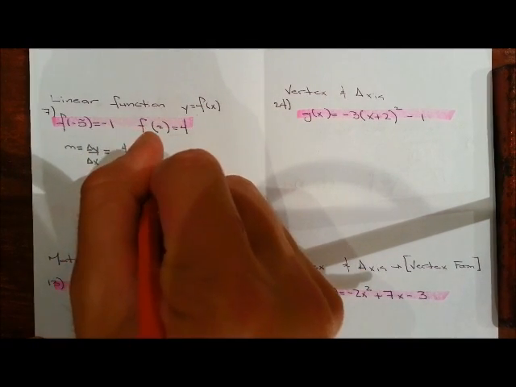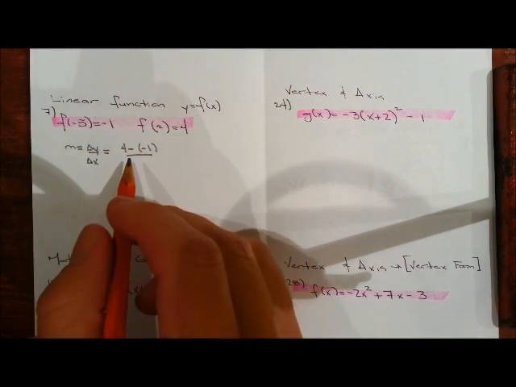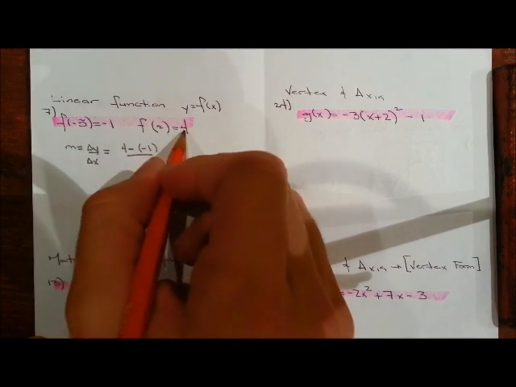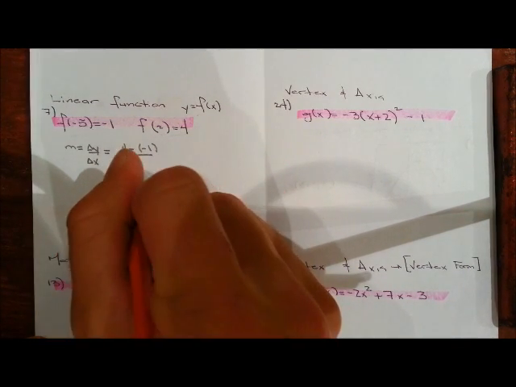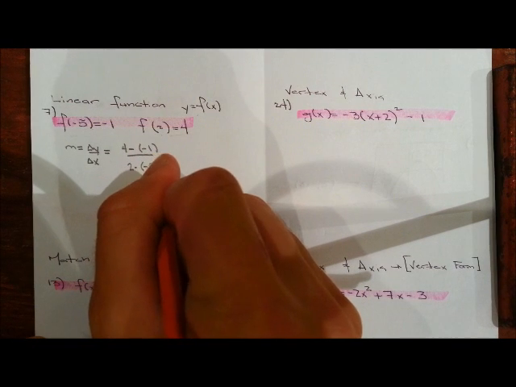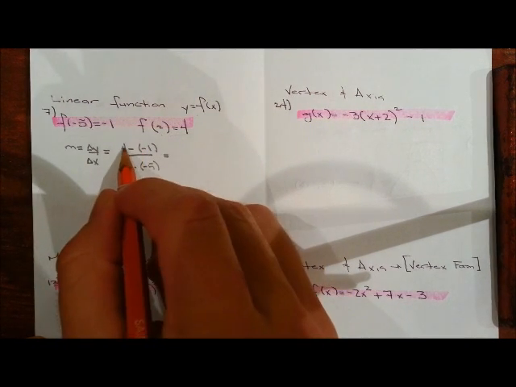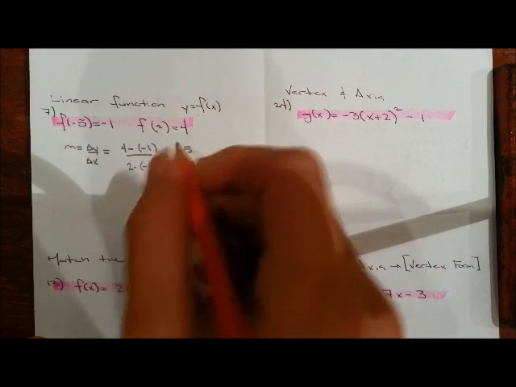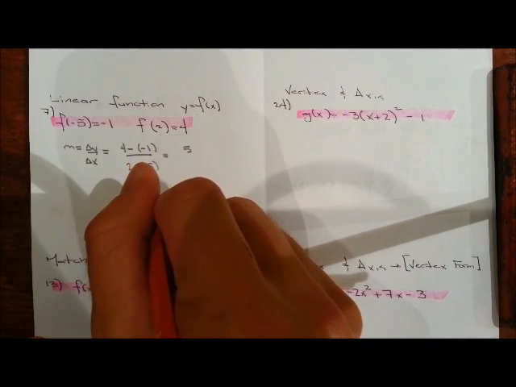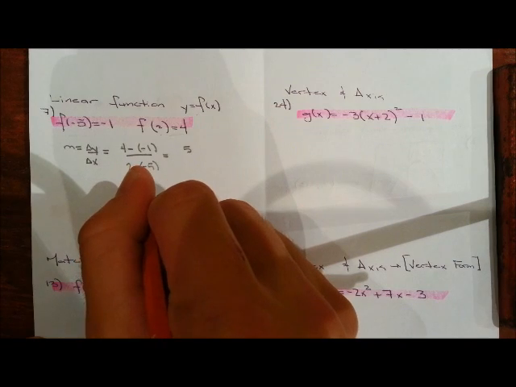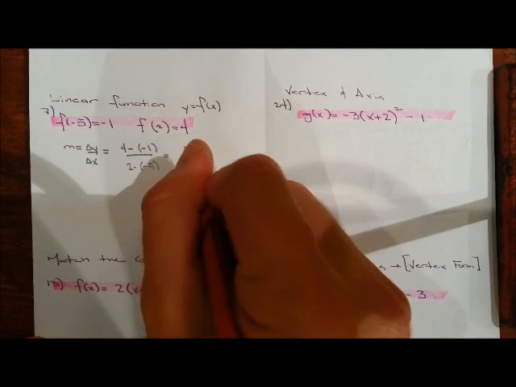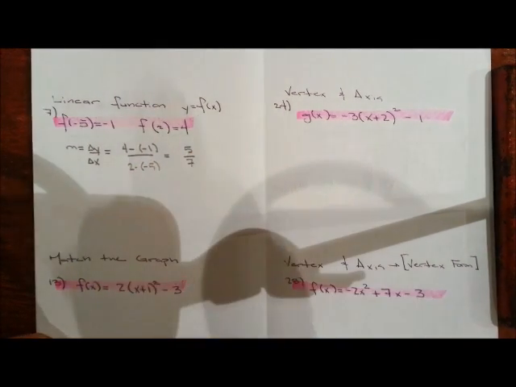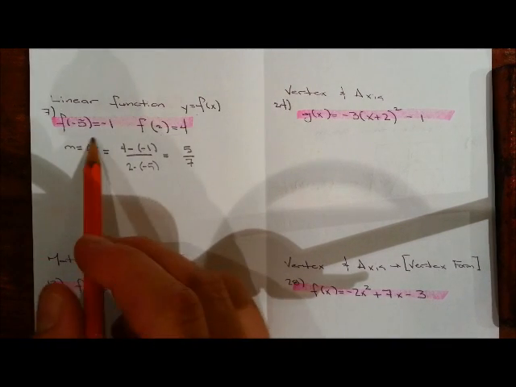My change in y is going to be 4 minus a negative 1, divided by 2 minus a negative 5. So I'm going to have 4 plus 1 becomes 5, and I have 2 plus 5, so I have 5 over 7. So there's the slope. I'm going to pick either point.